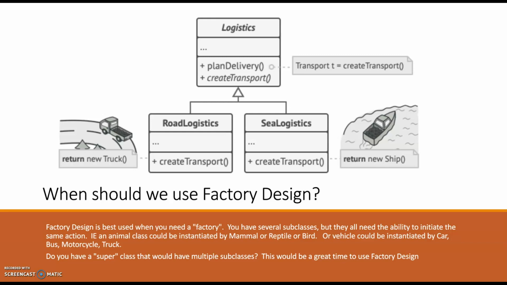Another example would be an animal class. An animal class could be instantiated by mammal, reptile, or bird. So you don't always have to say mammal is an animal, reptile is an animal, bird is an animal. It can also be instantiated in such a situation where you might have a vehicle factory, but you want to be able to make cars, buses, motorcycles, and trucks. You don't always want to have to say, the car is a vehicle. You get my point.